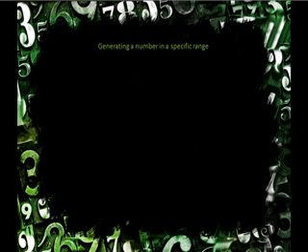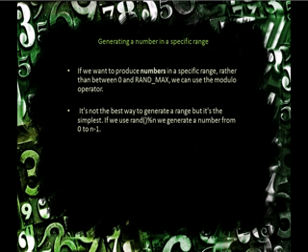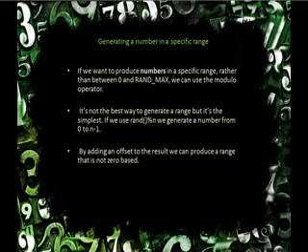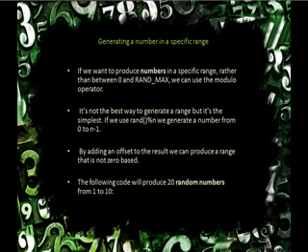Generating a random number in a specific range. If we want to produce numbers in a specific range rather than a number between 0 and RAND_MAX, we can use the modulo operator. It's not the best way to generate a range, but it's the simplest. If we use rand modulo n, we generate a number from 0 to n-1. By adding an offset to the result, we can produce a range that is not 0 based. The following code will produce 20 random numbers from 1 to 10.